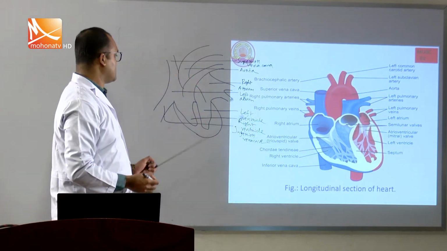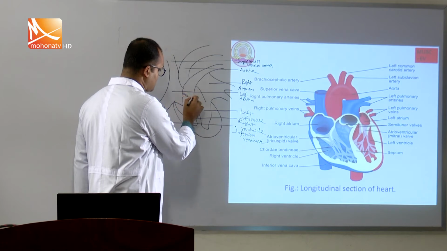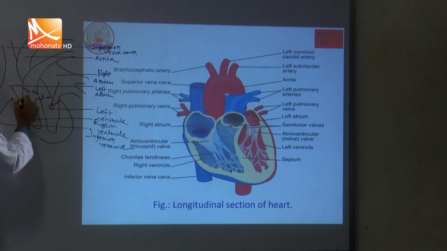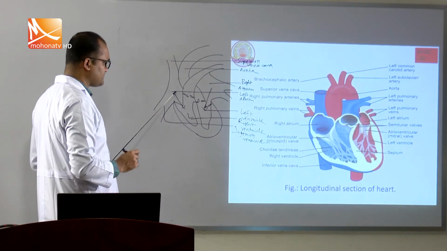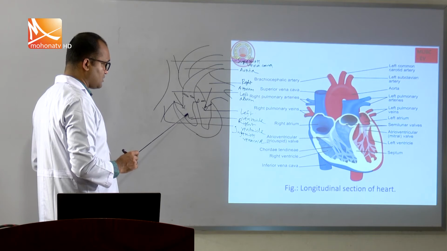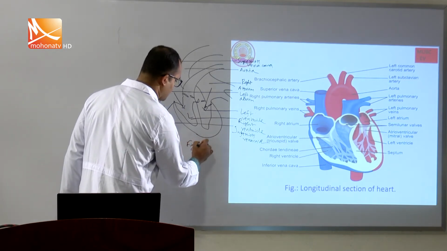And there are other valves. They control the flow from the right atrium to the right ventricle, and from the left atrium to the left ventricle. So that is the longitudinal section of the human heart.